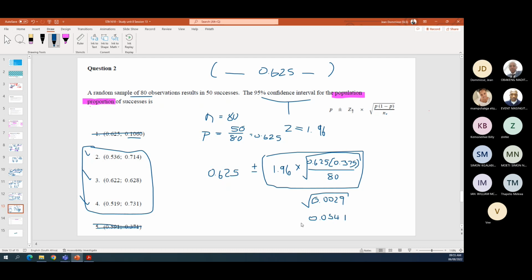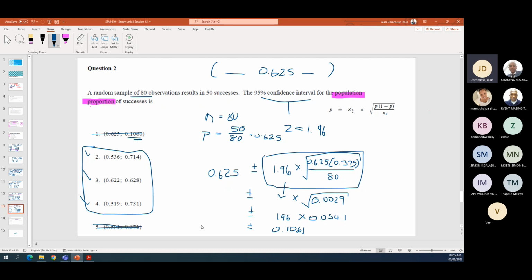0,0541. If I multiply that by 1,96, we get this. We get 0,1061. Okay, it was very close to that. Rounded off, it would be 0,106.